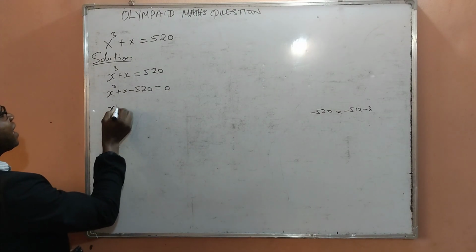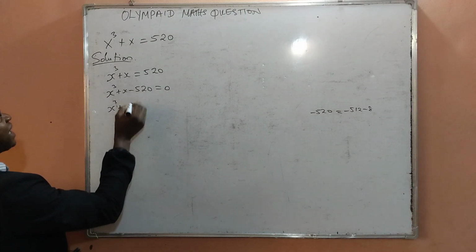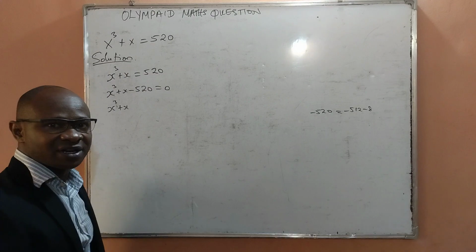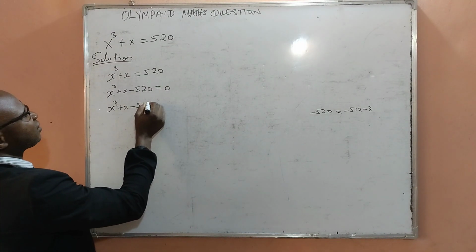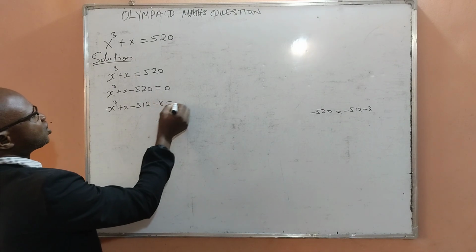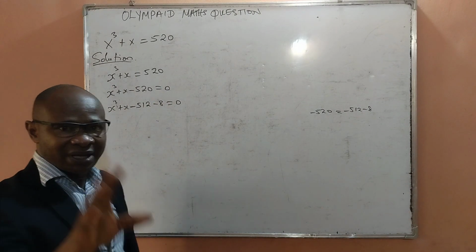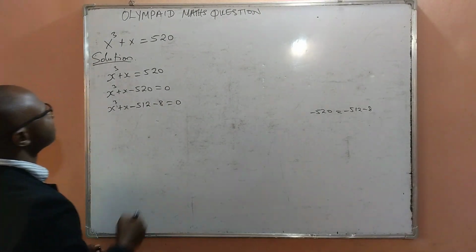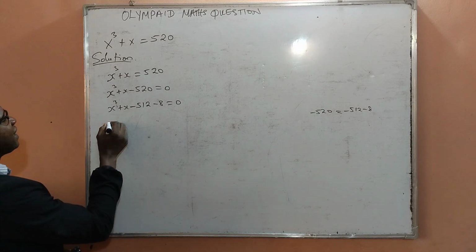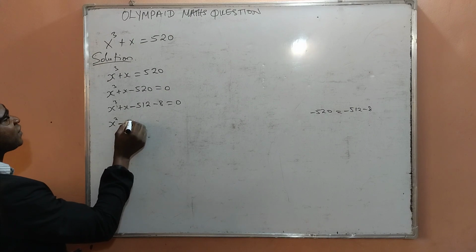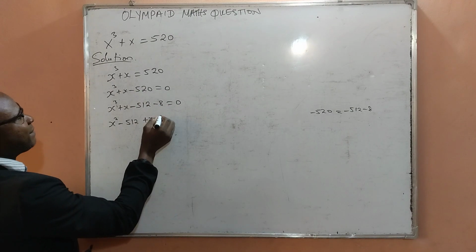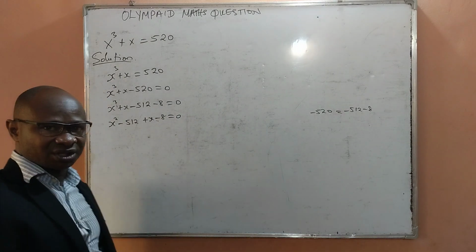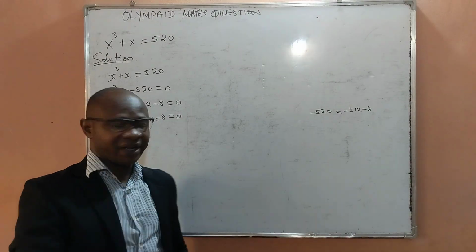Now I have x raised to the power 3 plus x. Negative 520 will now be written as minus 512 minus 8 equal to 0. See the reason why that happened. I am now going to have x raised to the power 3, then minus 512, then plus x minus 8 equal to 0. It is very clear.